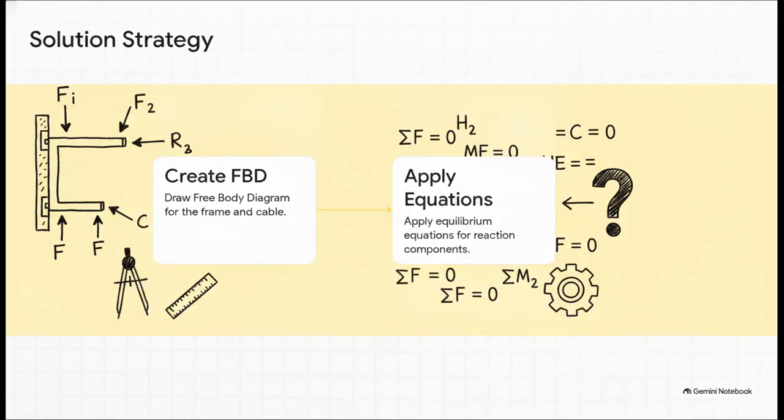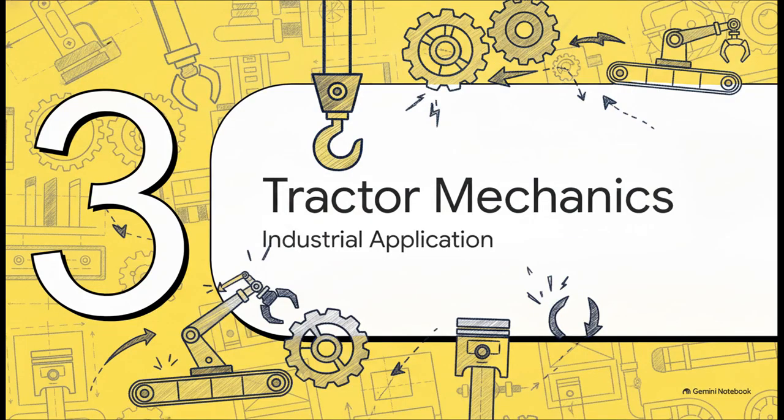Step 1. Always create a comprehensive free body diagram for your frame and cable. Step 2. Apply your equilibrium equations. That means setting the sum of forces in X to 0, sum of forces in Y to 0, and sum of moments to 0. Do that and you'll systematically solve for your reaction force components and the moment at your fixed support. Let's jump to Section 3.